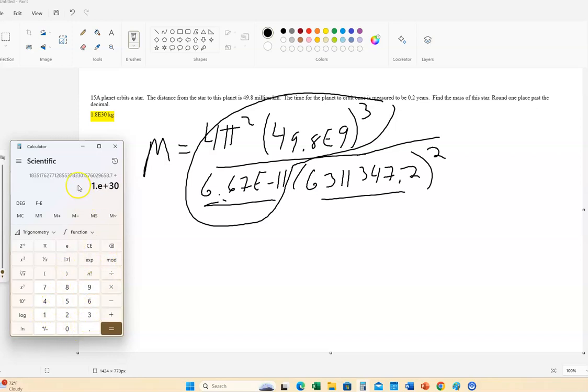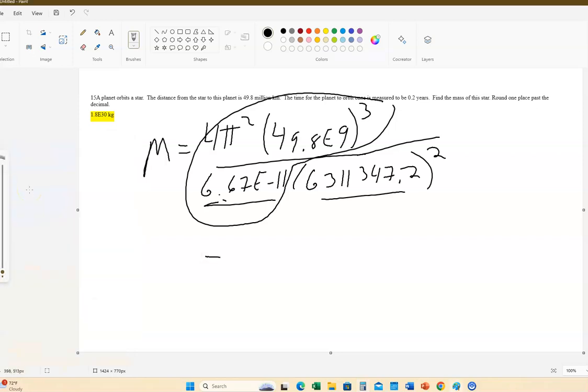I'm just proving to you that there were 30 digits in front of the decimal point. All right, so 1.8. The next digit is a 3, so I don't round up. So it's 1.8 times 10 to the 30th. So that's the mass of this star, 1.8 times 10 to the 30th kilograms. That's actually almost the same mass as our star, which is 2 times 10 to the 30th.